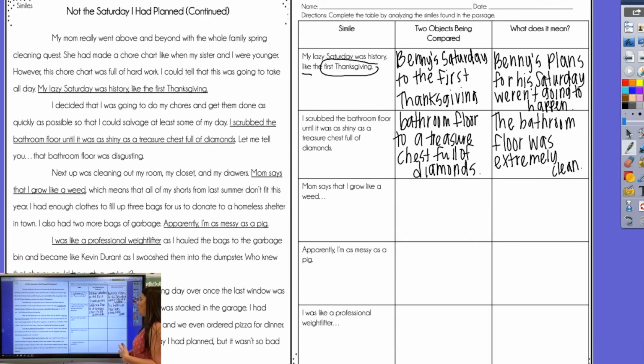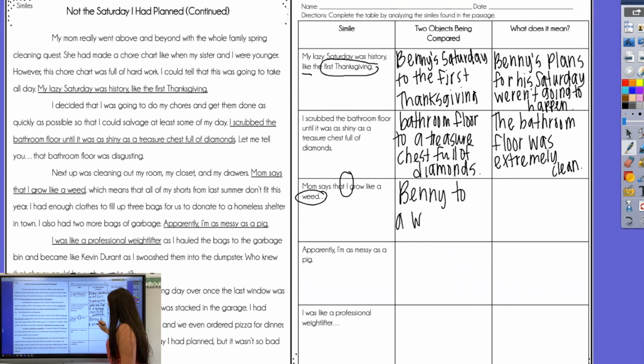Mom says that I grow like a weed. So we're comparing I and a weed. So Benny to a weed. All right? And this is an easy one. If you grow like a weed, it means you grow quickly. You get tall quickly.